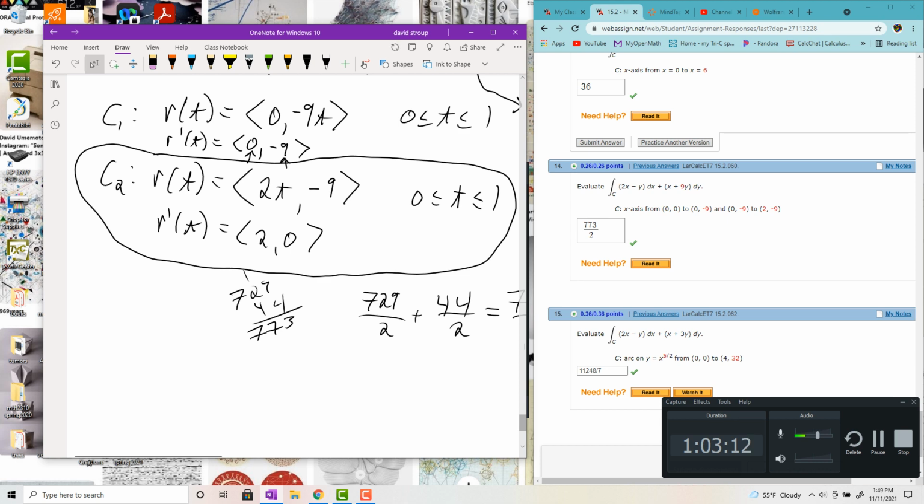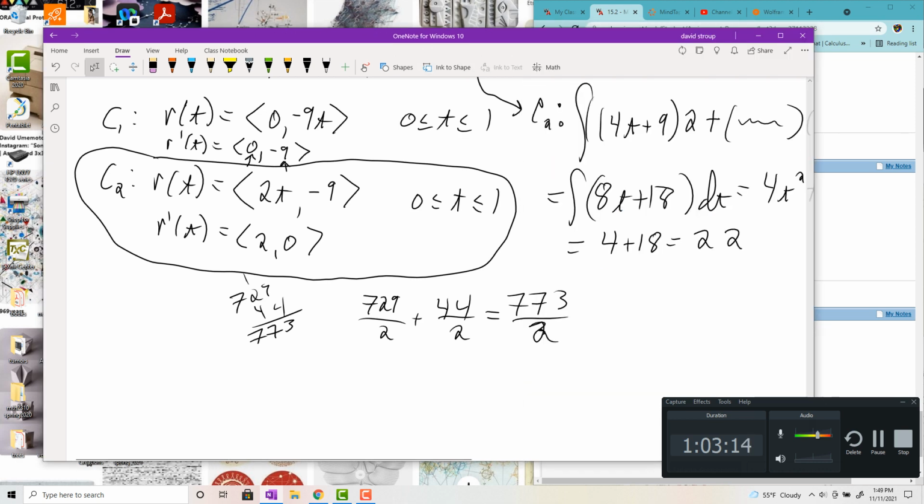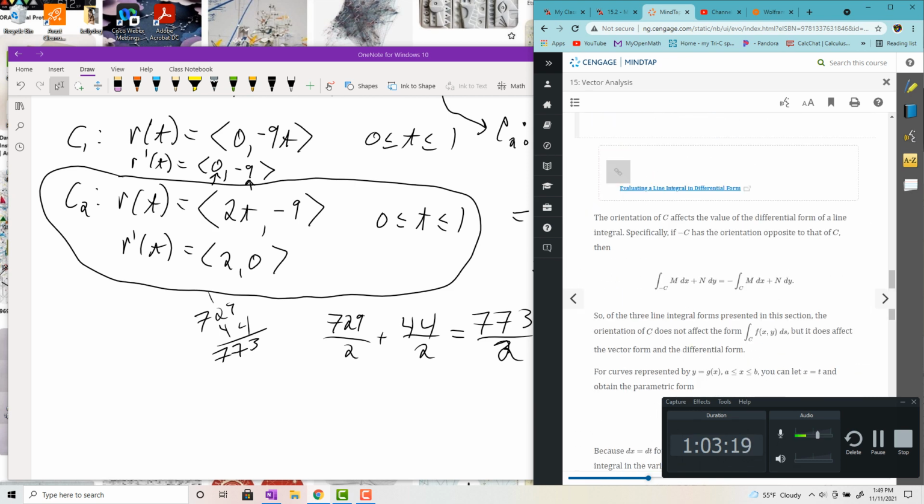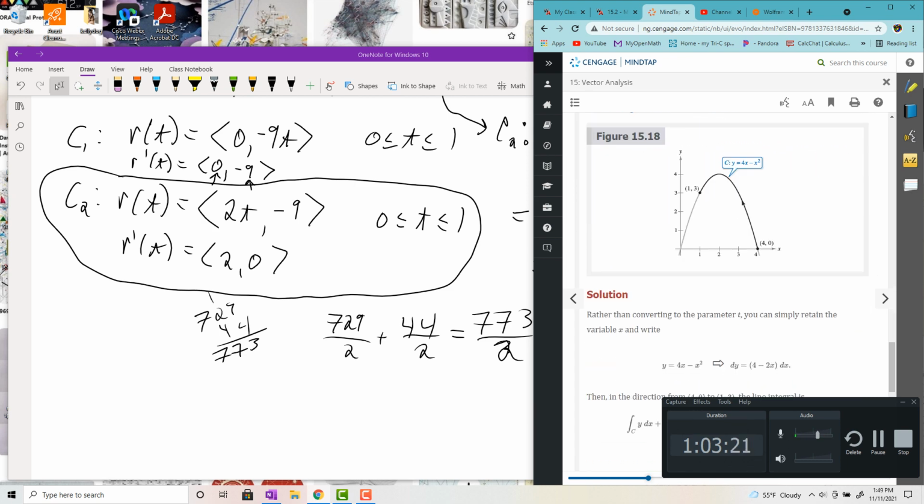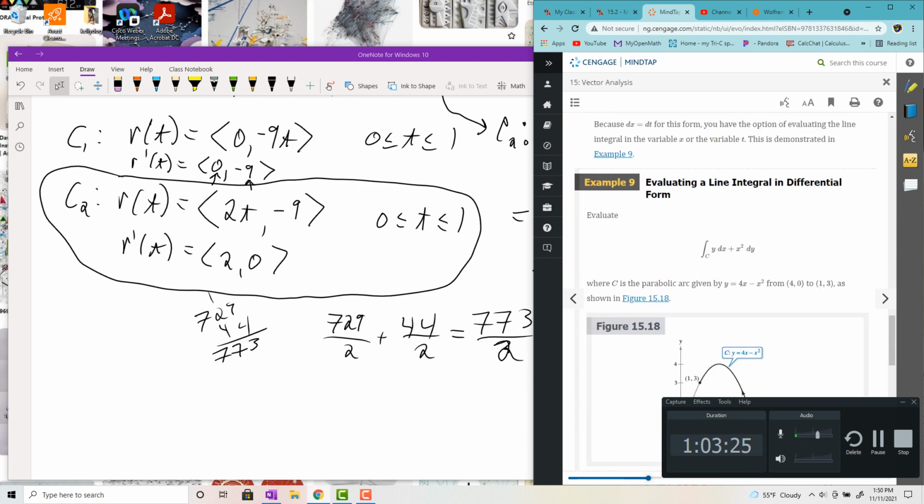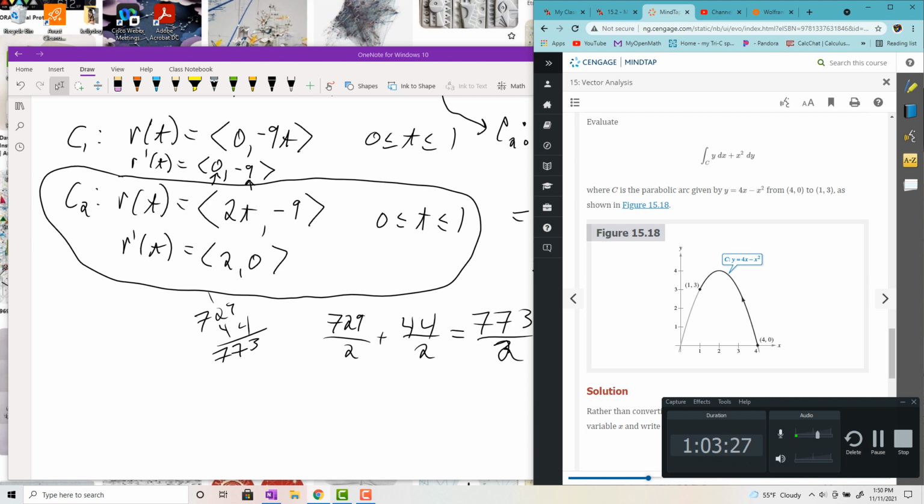Just turn everything in terms of t if you want to evaluate it. But like I said, there are some examples, I think one in the book, where they can just go ahead and evaluate everything in terms of x. It was this example. So if you want to read through that example, every once in a while, that's possible. Okay.